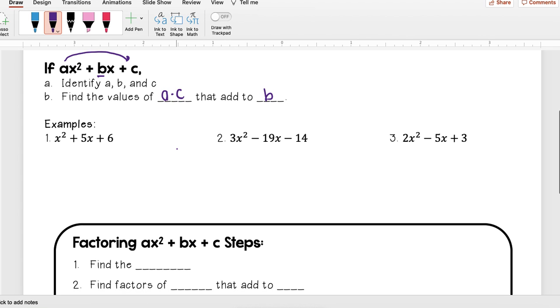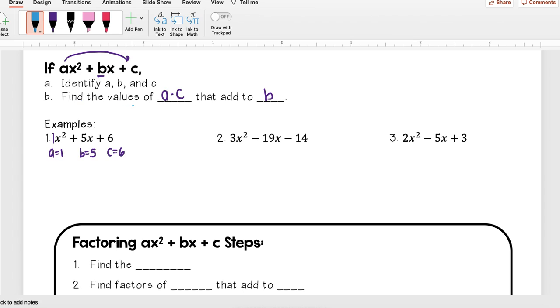So let's look at that first one. So first one, I have x squared plus 5x plus 6. So I first want to identify my a, b, and c values. Well, my a value is whatever number is in front of x squared. So here, since there's not a number there, that's really a 1. So a is equal to 1. My b value is whatever term is in front of my x. So here that's 5. And then my c value is just that number at the end.